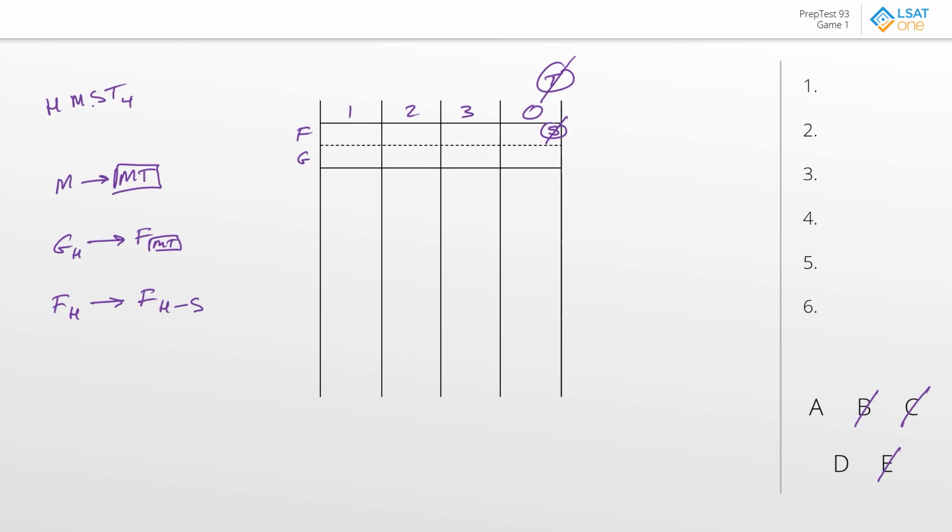Next, last rule, if Frank has Houston, then you have to have Seattle following. So between A and D, Frank has Houston in A, but there's no Seattle, so we can get rid of that.